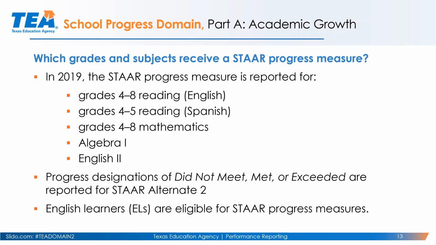So you may have an elementary that is serving grades 3, 4, and 5. Now, while the student achievement domain evaluates STAAR performance in grades 3, 4, and 5, the school progress domain would only evaluate STAAR progress measures for grades 4 and 5 for that elementary campus. Also note that not every student is eligible for a STAAR progress measure.